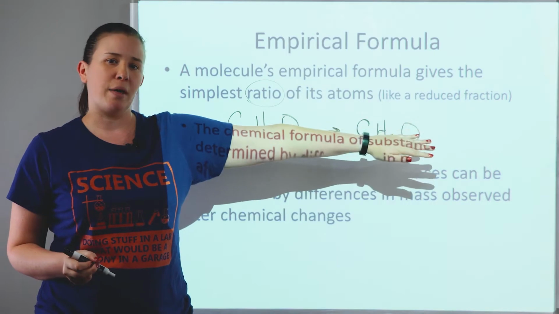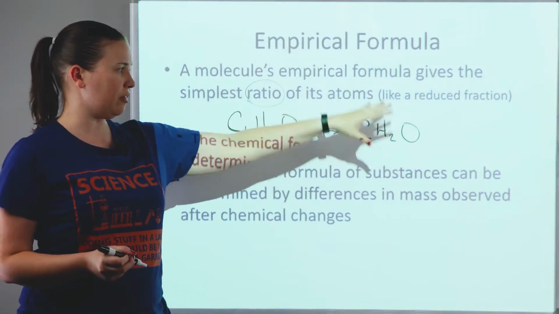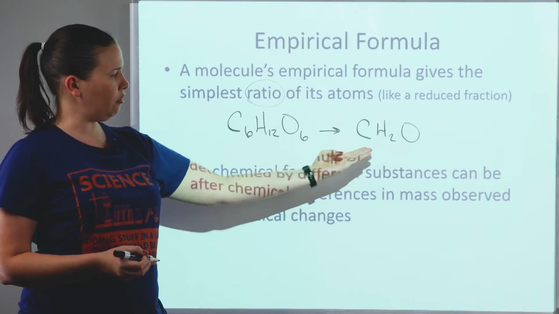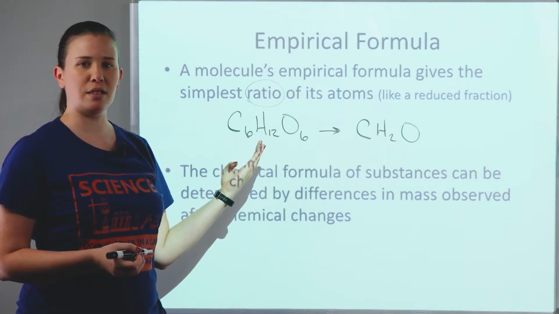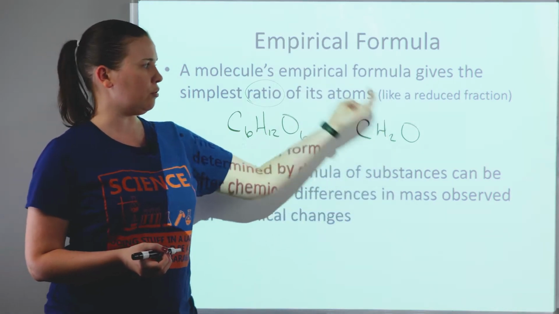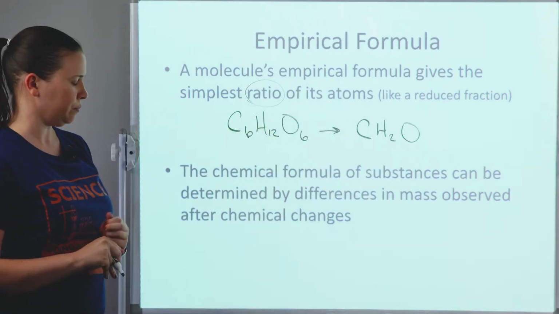Then we're going to use molar mass to compare the simplified version to maybe the molar mass of a real molecule to see what kind of multiplier we would need. In this case, a 6. We have 6 times as many atoms in our molecular formula as in our empirical formula.